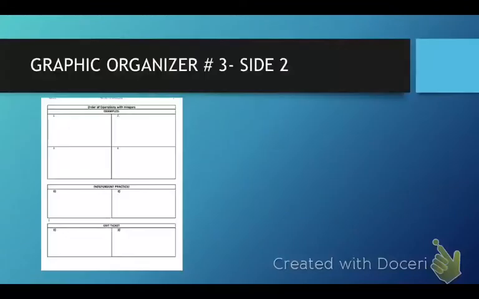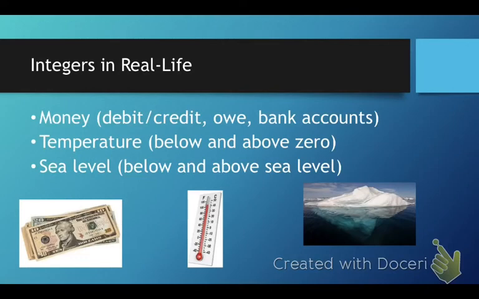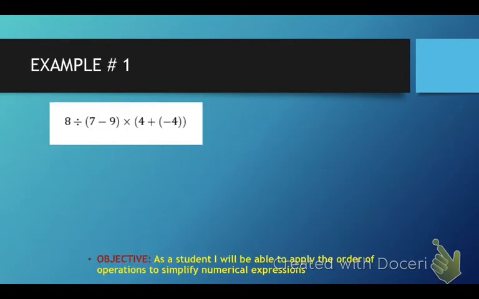Here we go. Hey, you're going to need graphic organizer number 3, side number 2, and don't forget that we always use integers in real life all the time. We use it for money, we use it with temperature, and we use it with sea level. So those things you should have a pretty good experience with. We've talked about them a lot in this class, and we'll continue to talk about those throughout the rest of the year. Alright, we're going to start with example number 1.